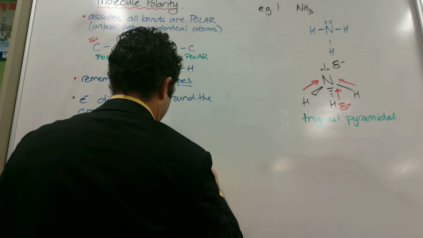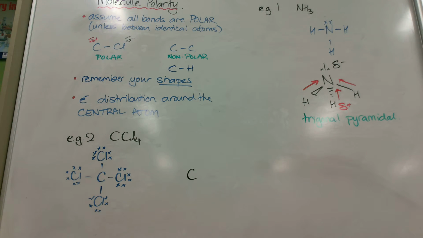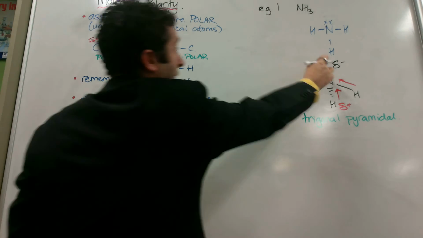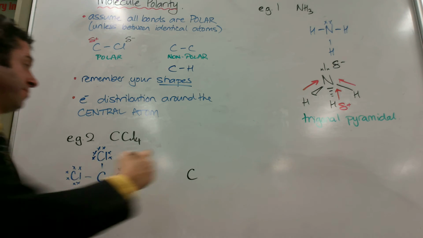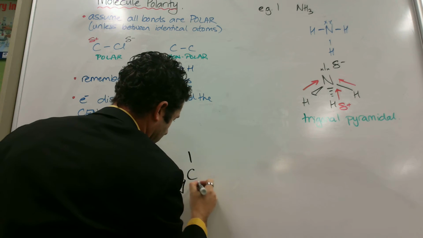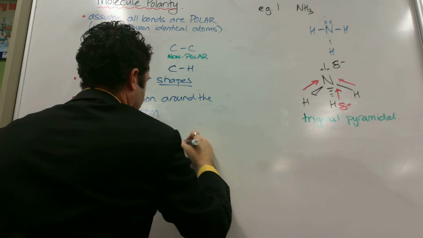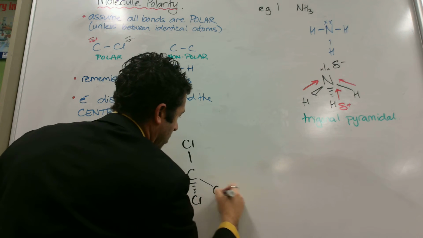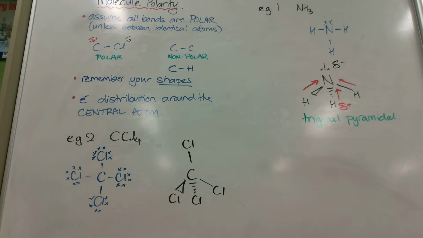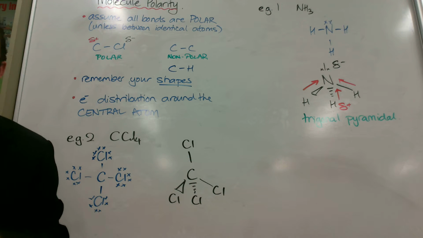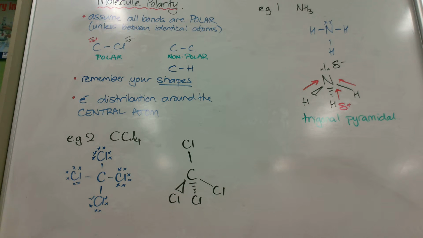So how many regions of electron density around the central atom? 4. So I draw the same shape as I did for ammonia. You'll notice I don't bother with the lone pairs for a shape. I can drop them out now. I'd only put them if it was around the central atom that I had lone pairs. Then what's my assumption about all the bonds in here? Because they're carbon with a different atom.